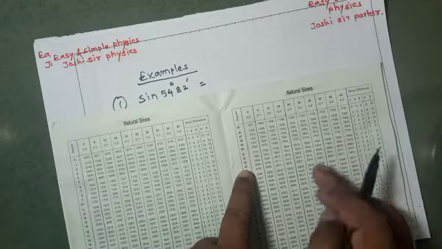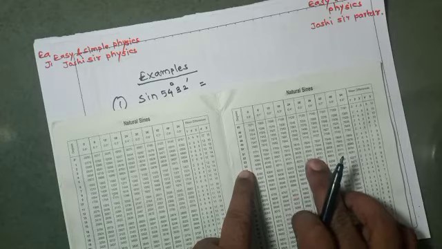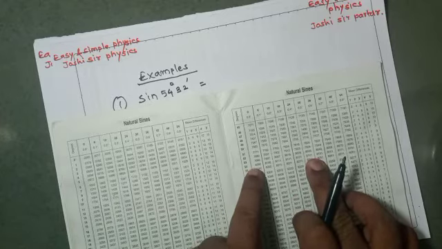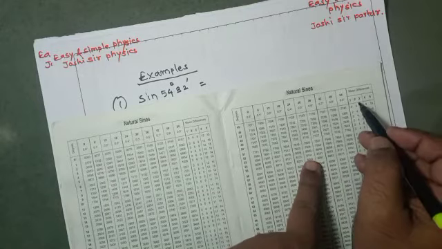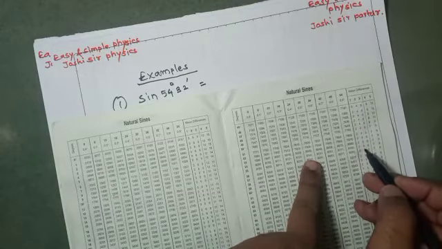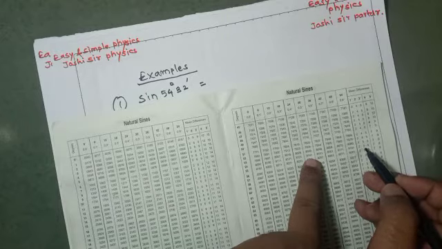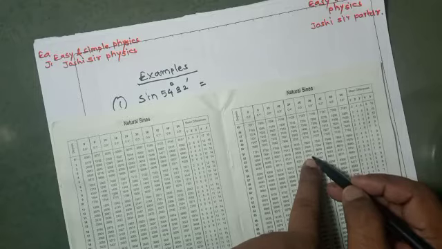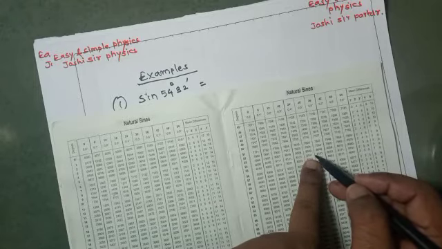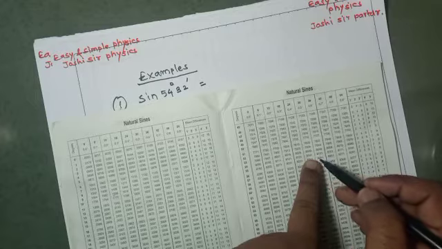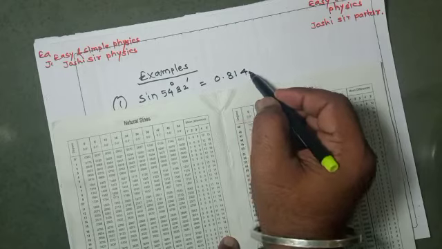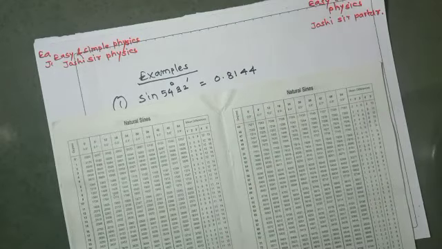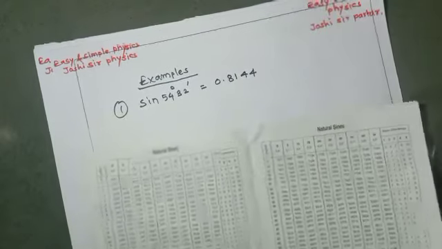So first we come here at 30, which means 0.8141. Here 2 is the mean difference, so if 2 minutes of mean difference is having value 3, it is added to 8141, so it becomes 0.8144. Similarly we can find out another angle.